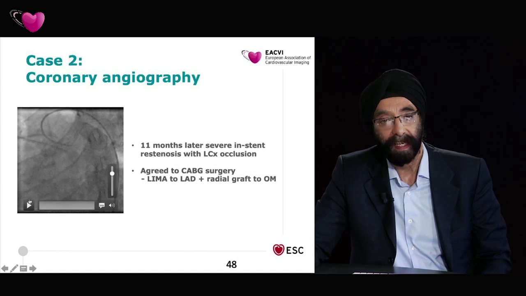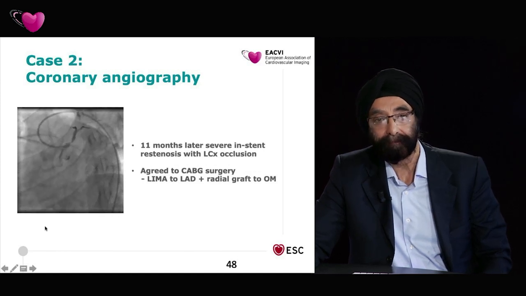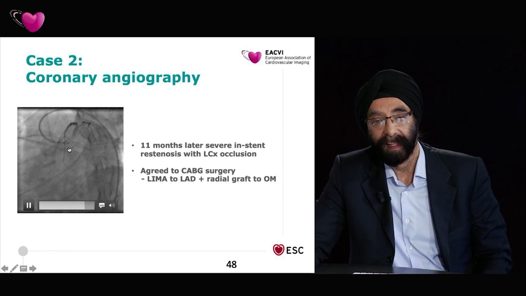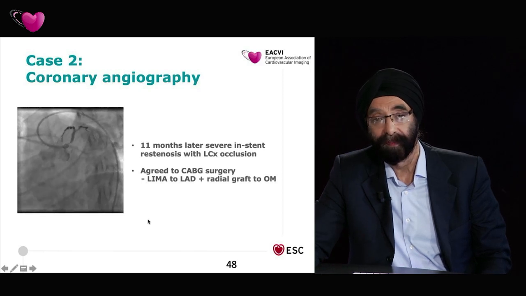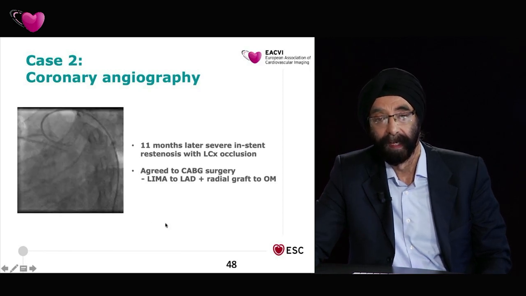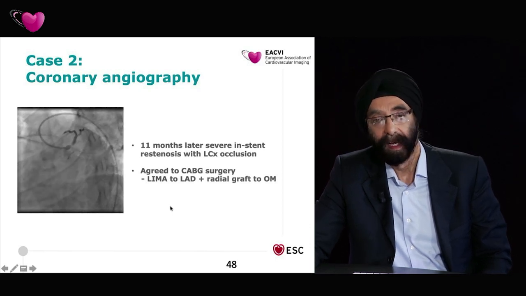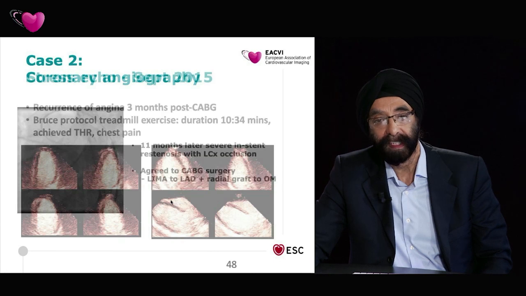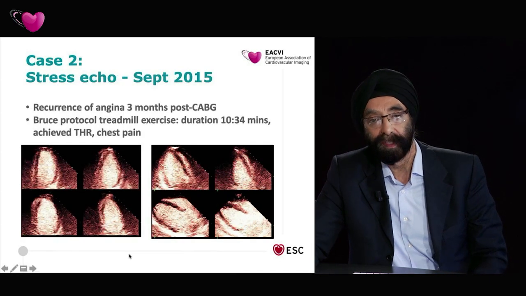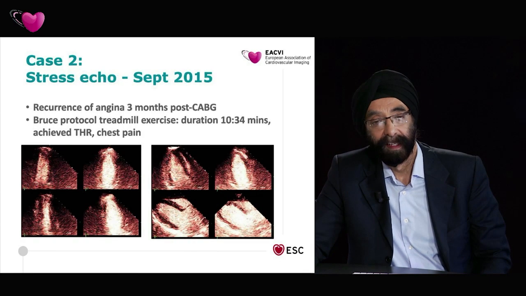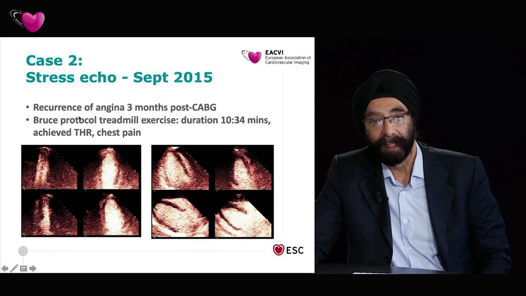But unfortunately, again, he came back with symptoms, a critical lesion in the LAD and a total occlusion of the left circumflex stent. He agreed to CABG surgery and underwent LIMA grafting and a radial graft to the obtuse marginal branch. A very unfortunate chap, this patient.